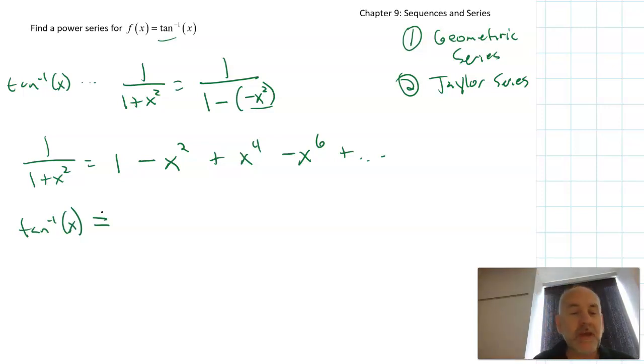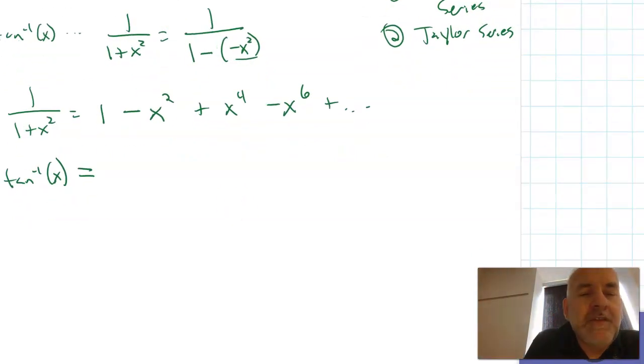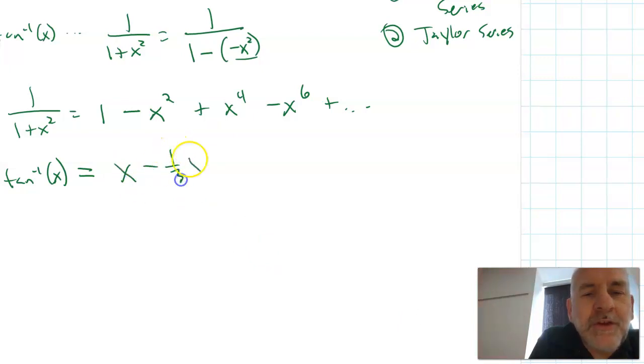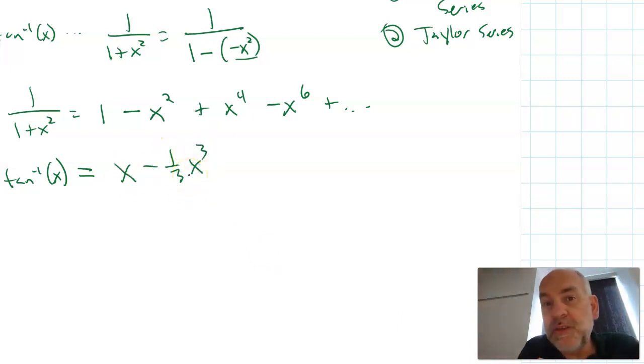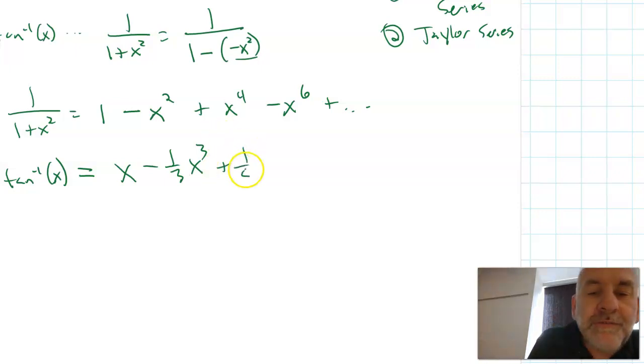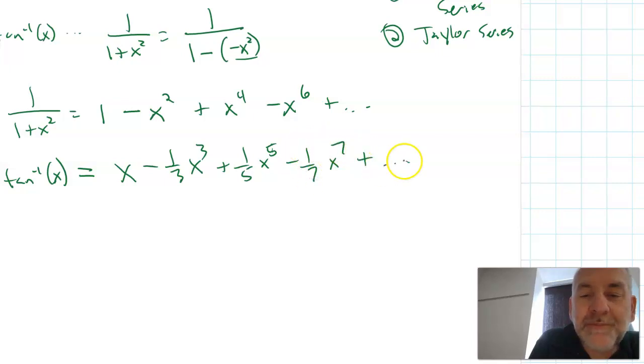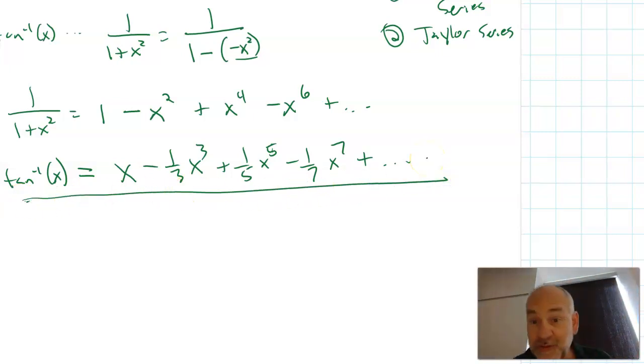So tangent inverse of x then is just the antiderivative, which is x minus 1/3 x cubed. Notice there's no factorial in this one. Plus 1/5 x to the fifth minus 1/7 x to the seventh, and so on. And that is a power series. That's a power series on the right-hand side for tangent inverse of x.